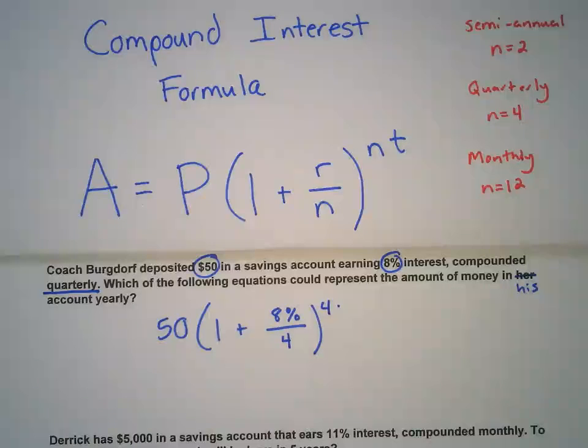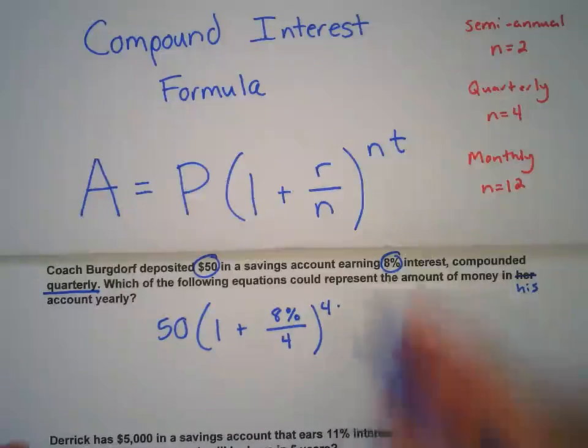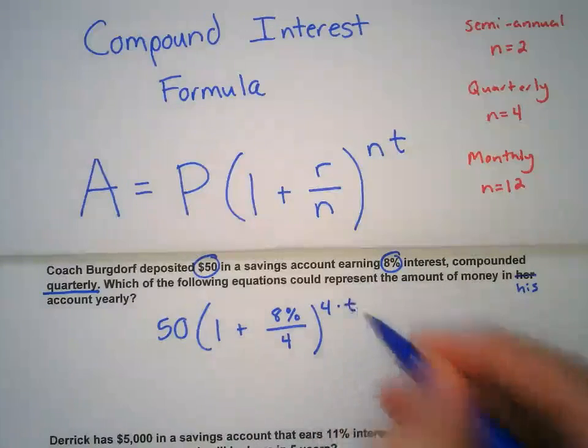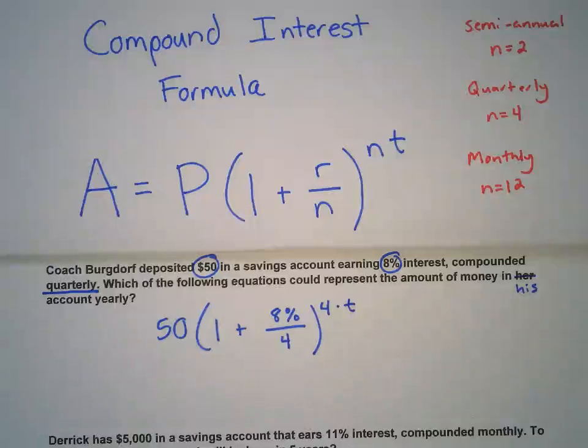Do we see a number for T? Do we see how long that's going to be? And we don't. So because we don't see that, we're just going to leave T the way it is and just put T there. Some people would put X. We're going to leave it as T.